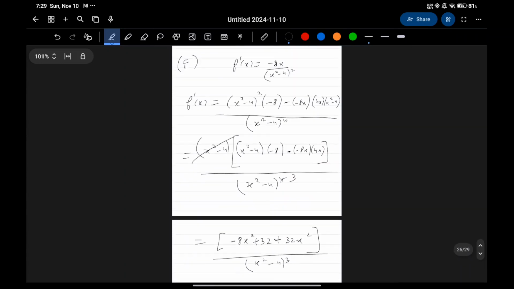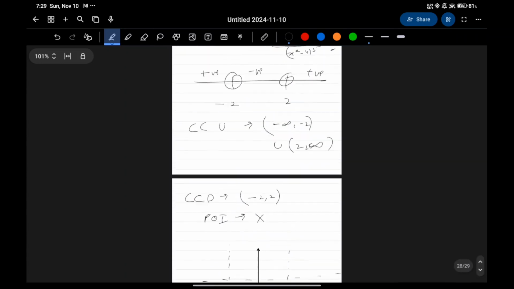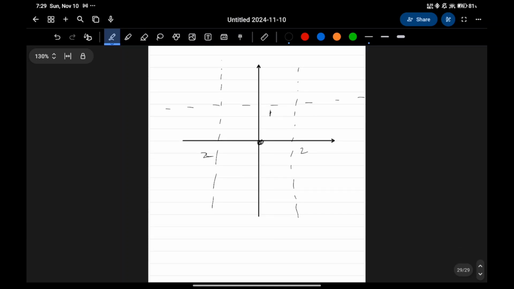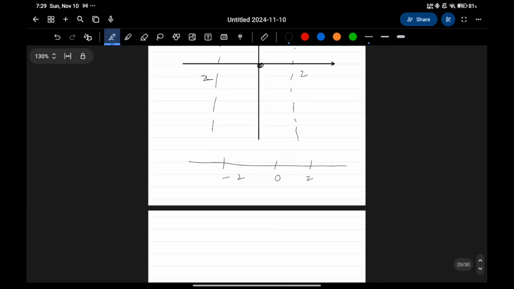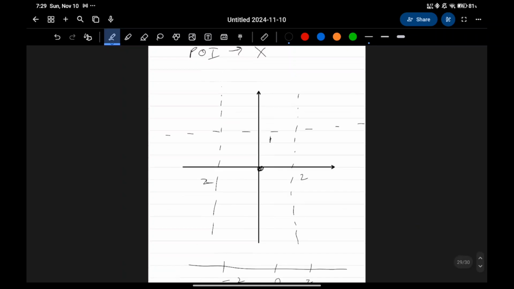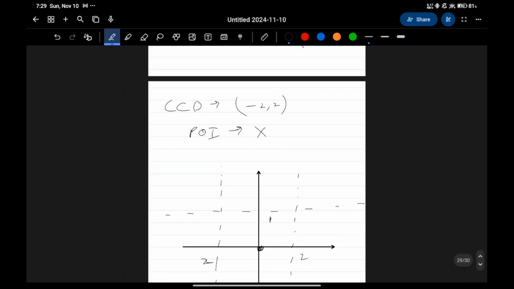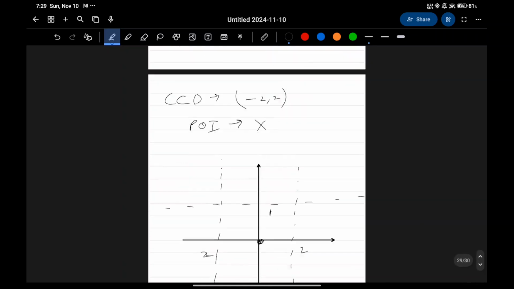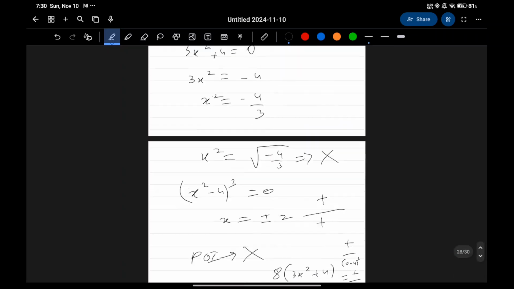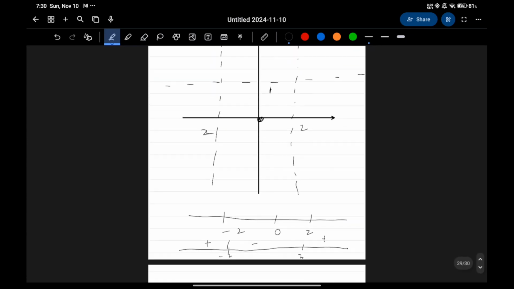Now I have a few things over here. So let me make a number line: minus 2, 2, 0, and another one at minus 2 and 2. Concave up: positive, negative, positive. And this is positive, positive, negative, negative.